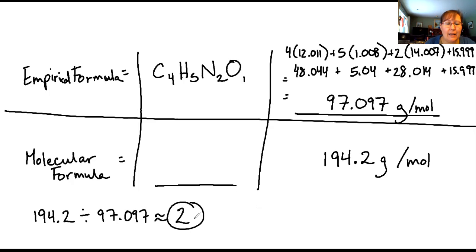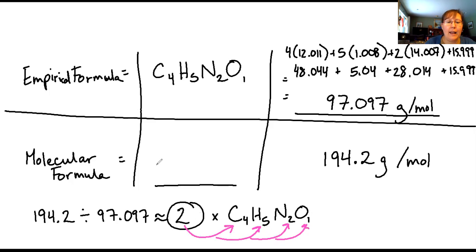Okay, now I take this 2 and I multiply it by the subscripts in my empirical formula. So 2 times 4 and 2 times 5 and 2 times 2 and 2 times 1. And what I get then for a molecular formula is C8H10N4O2. And that's the final answer for my molecular formula.